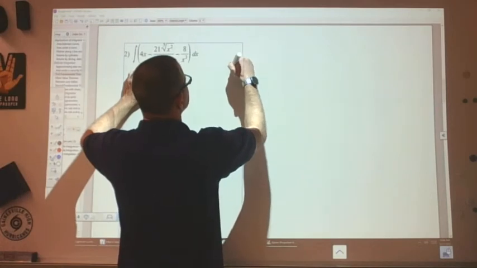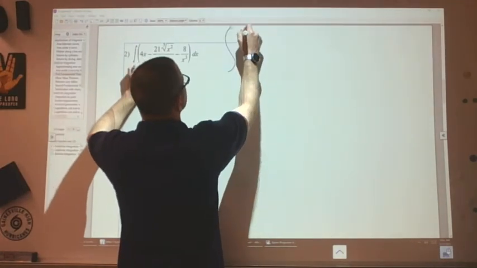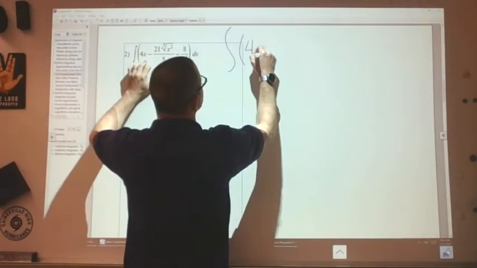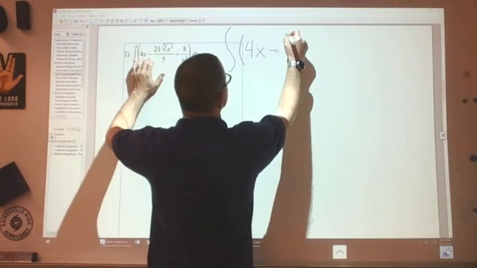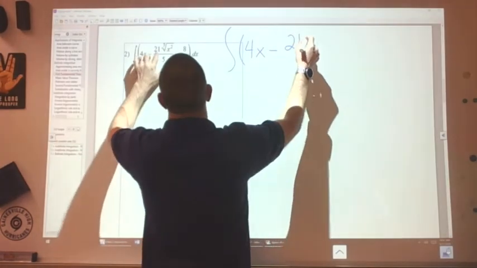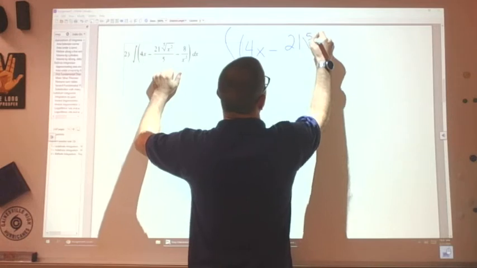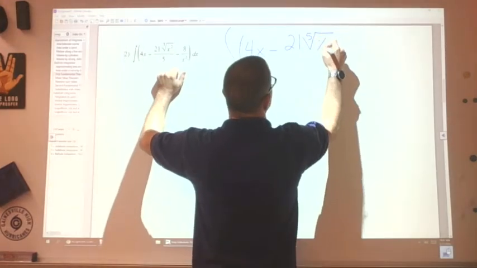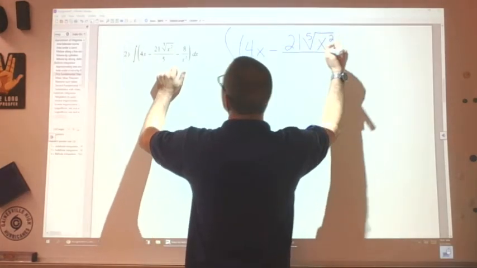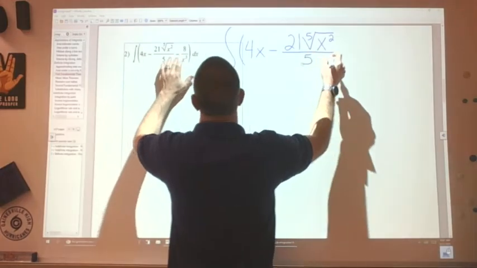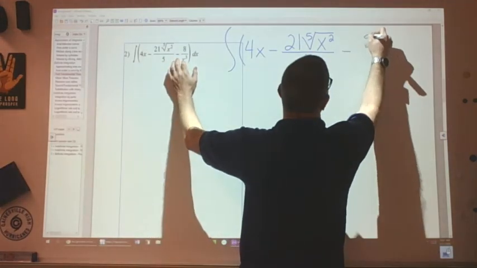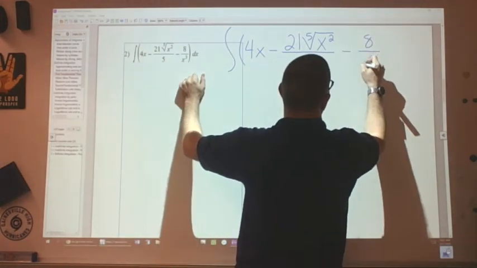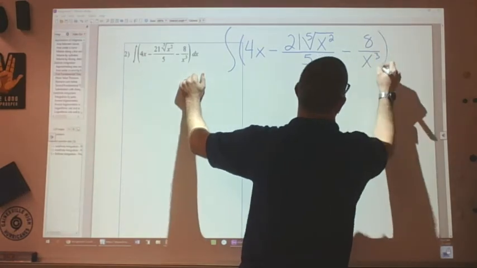But this is the integral of 4x minus 21 the fifth root of x squared over 5, and then minus 8 over x to the third dx.